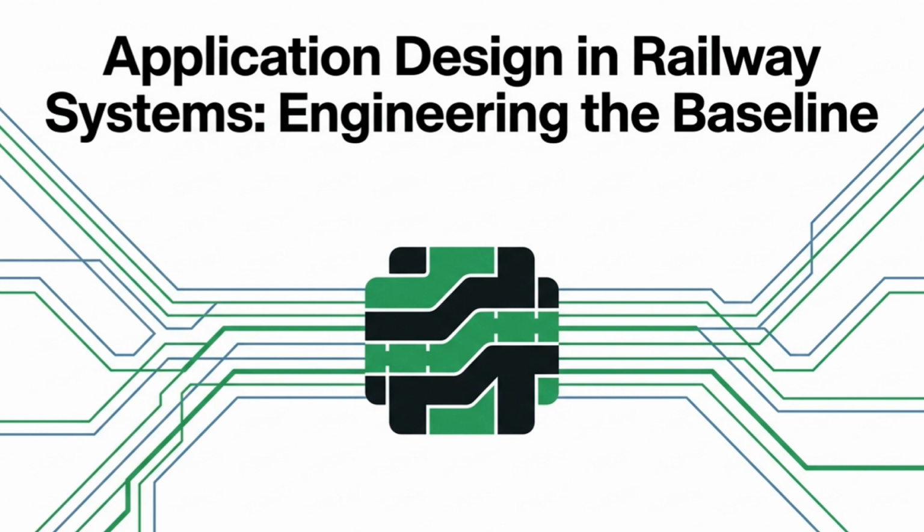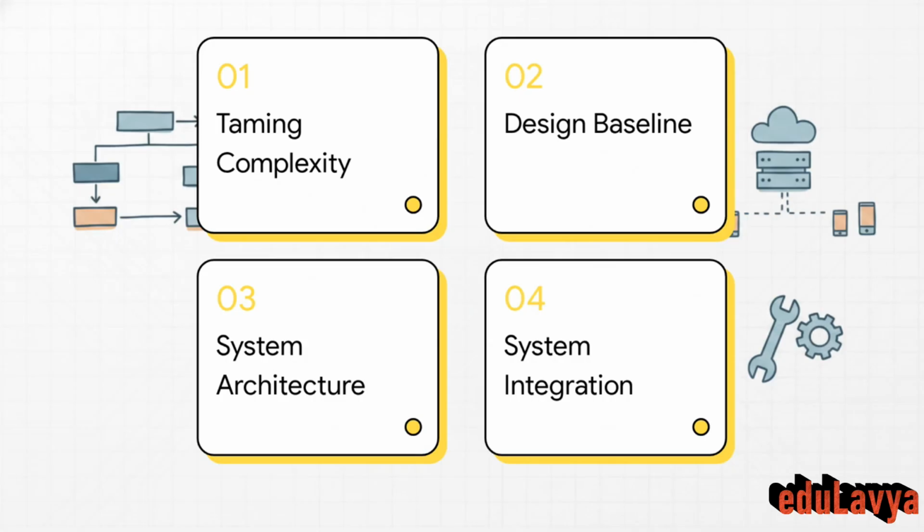Here's our quick roadmap for today. First, we'll talk about taming complex systems. Second, establishing the design baseline. Third, selecting system architecture. And finally, interdisciplinary integration. Let's jump right into it.